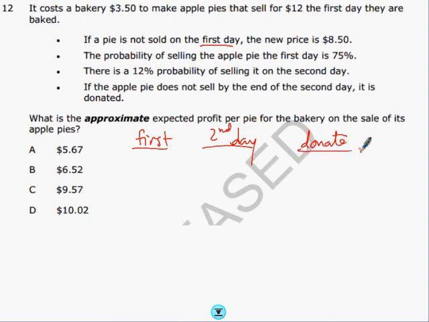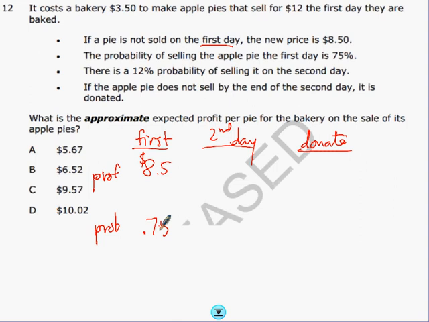Okay, so for each one of these, we need to figure out what the profit is. How much money are they going to make? And we need to figure out the probability of that happening. So on the first day, they're going to sell it for $12, but it costs them $3.50 to make, so their profit is $8.50. The probability of selling on the first day is 75%, so 0.75 is the probability.